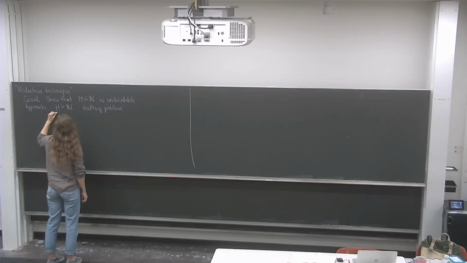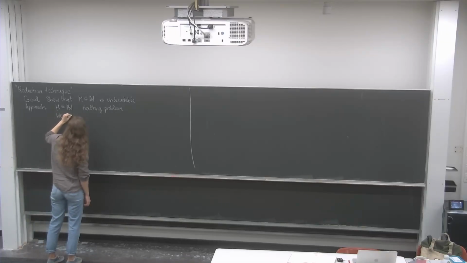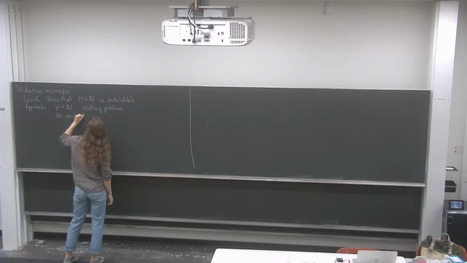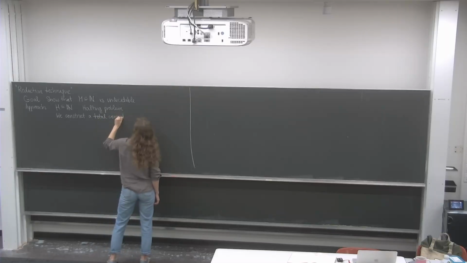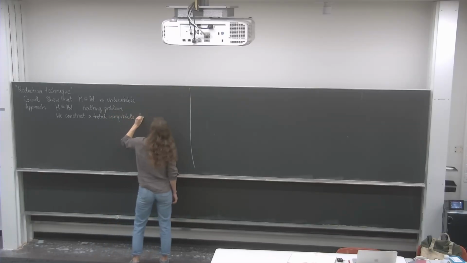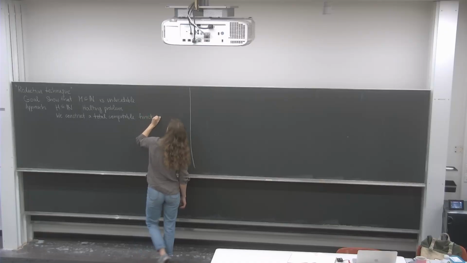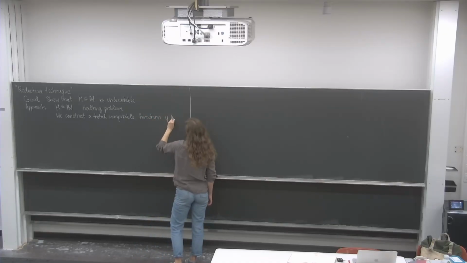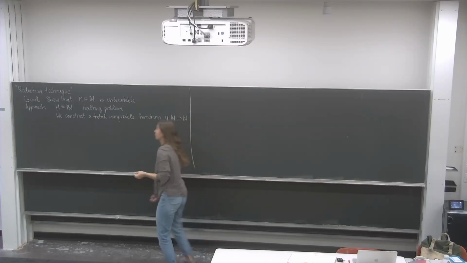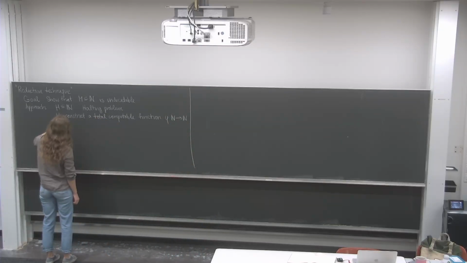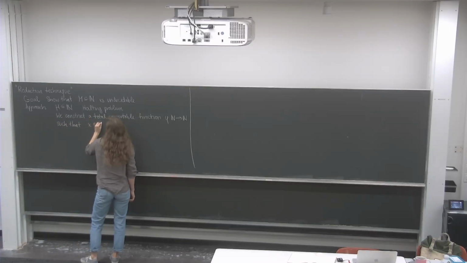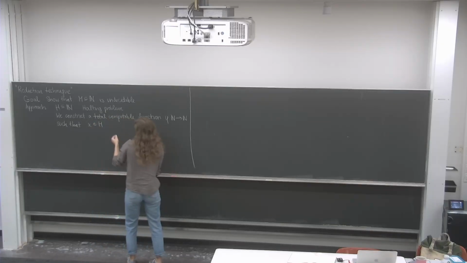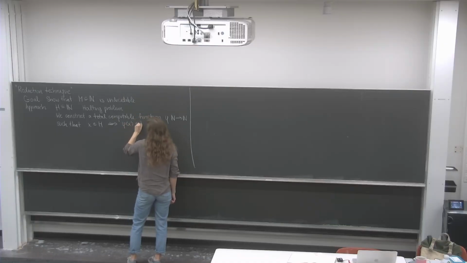So we construct a total computable function phi such that some element x is in the halting problem if and only if phi of x is in M.